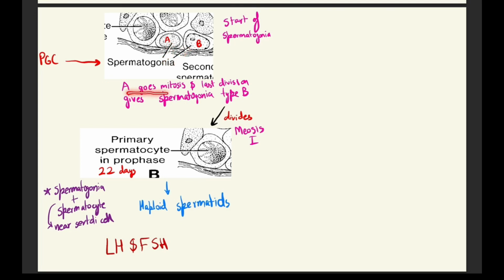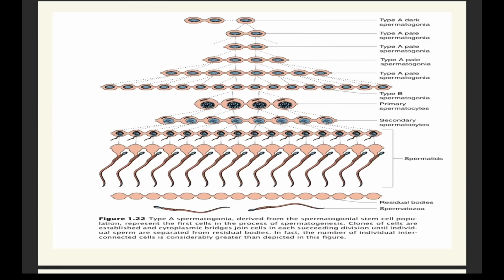So spermatogonia A undergoes mitosis and in the last division it gives spermatogonia type B. So spermatogonia type B divides and enters meiosis 1, and in this we have primary spermatocytes in prophase that is arrested for 22 days. Then it leads to formation of haploid spermatids. Spermatogonia and spermatocytes derive their nutrition from the Sertoli cells, and all of this is under the effect of LH and FSH hormones. Next, here we have type A spermatogonia that form type B spermatogonia, which form primary spermatocytes that are arrested in prophase 1 and lead to formation of secondary spermatocytes, which form spermatids.